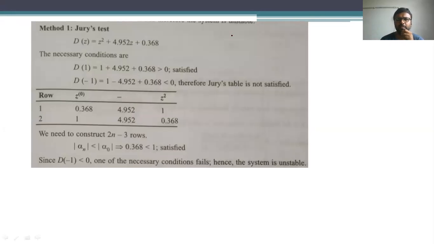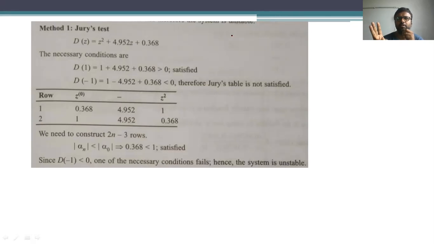The first one is with the substitution of z is equal to 1 and z is equal to minus 1. The order of the equation is even. It is an even order equation. So the first condition to be satisfied is d of 1 should be greater than 0, and d of minus 1 should also be greater than 0.